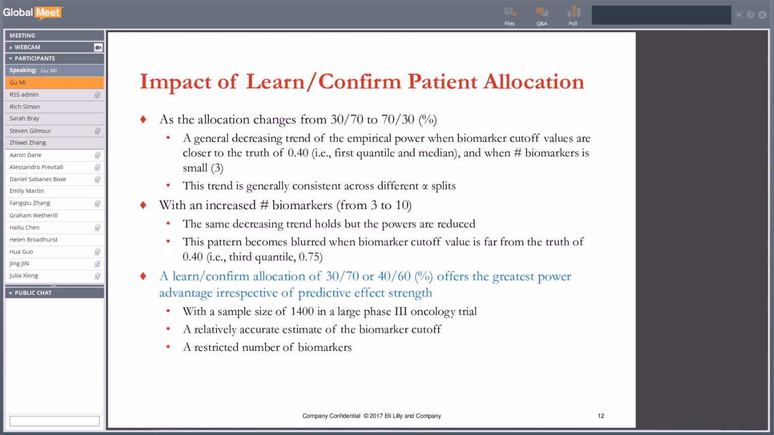Slide 12. So in summary, with a sample size of 1,400 in a large phase 3 oncology trial, provided that we have a relatively accurate estimate for the biomarker cutoff and a restricted number of biomarkers, it is recommended to allocate 30 to 40% of patients in the learned set and 70 to 60% of patients in the confirmed set to achieve the maximum power.